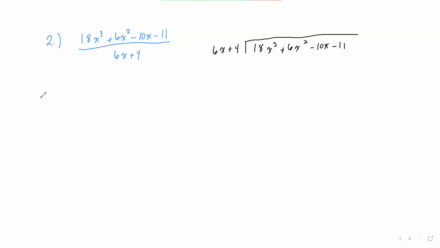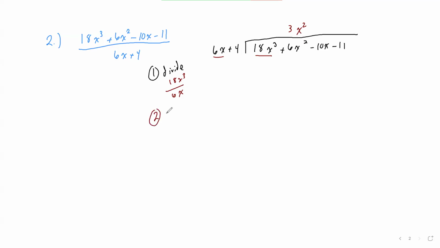And then it's a 4-step process. Step 1, divide. So I'm going to take 18x cubed and divide it by 6x. So again, that's 18x cubed divided by 6x. So 18 divided by 6 is 3. X cubed divided by x would be x squared. Notice I wrote the answer by lining it up with its like term.